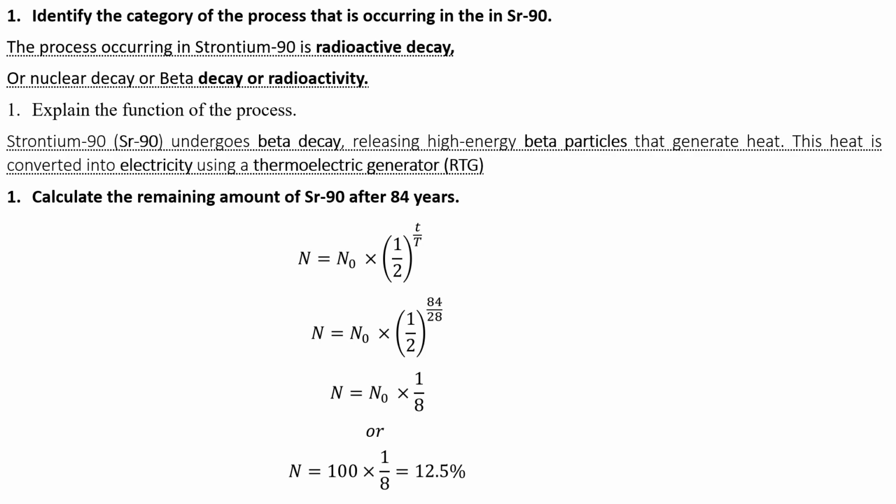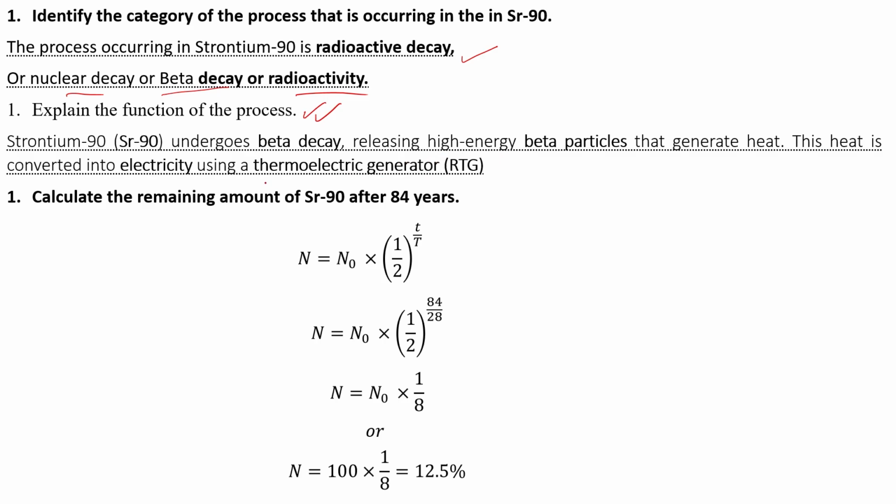Identify the category. Of course, we've already agreed that's radioactive decay, or you can call it radioactivity, or beta decay or nuclear decay, any of those. Then how does the decay work? Of course, there is just emission of radiations to form a more stable element.